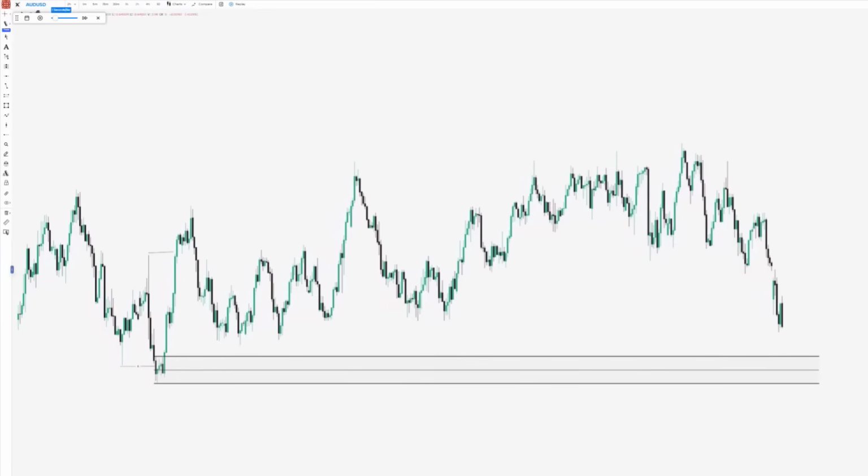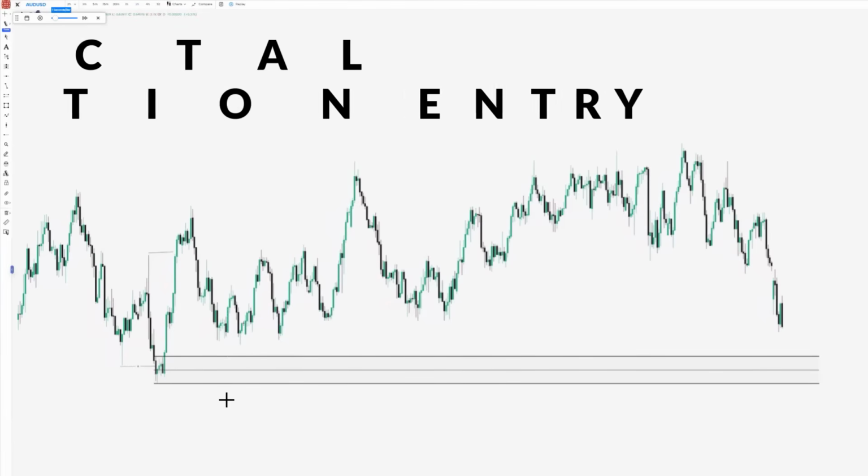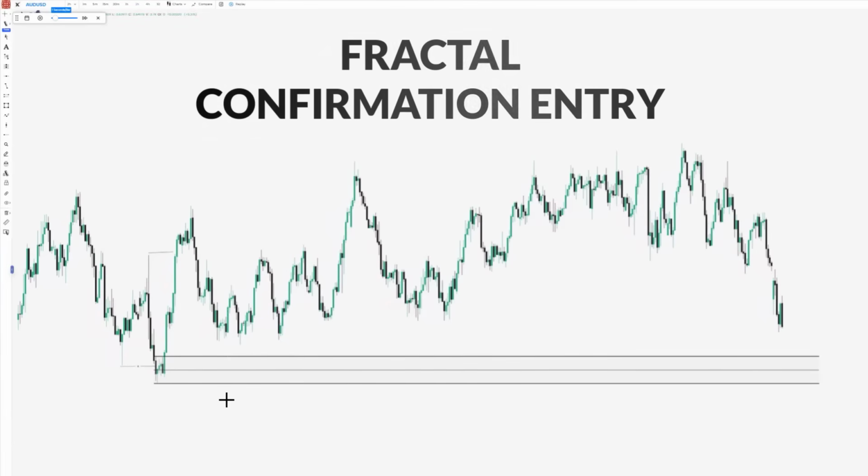So we've covered the first part of entry, where I said we have confirmation entry, and we have an aggressive entry. So yes, we will be covering fractal confirmation and double confirmation. What I said is that fractal confirmation and double confirmation look similar. They look the same, but they are not exactly the same.